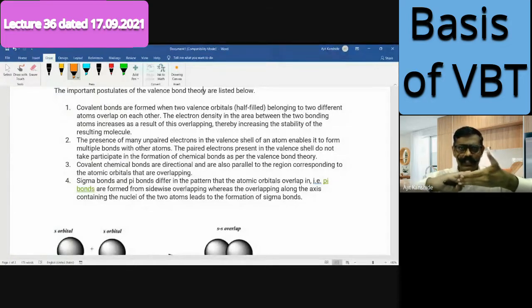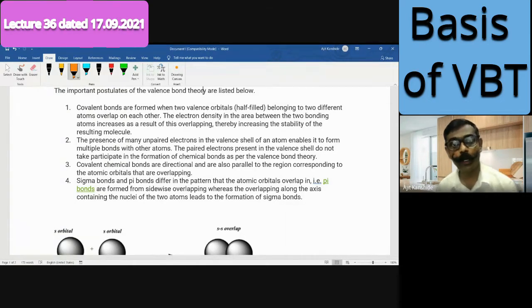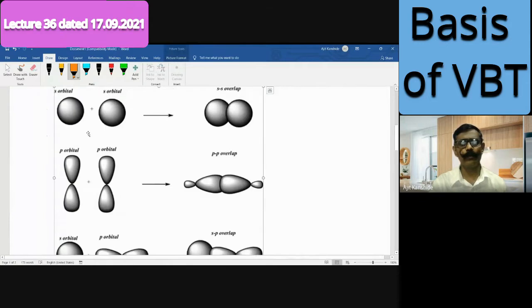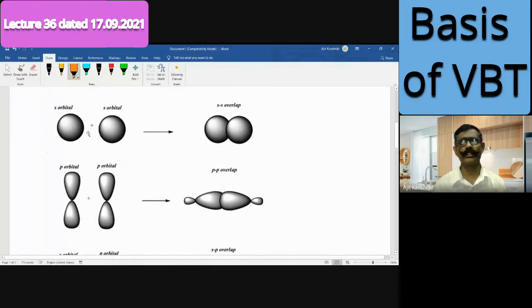If there is an axial, strong overlap, then a sigma bond will form. If there is a lateral overlap, then a pi bond will form. So sigma and pi bonds are both covalent bonds only; just the extent of overlap, the amount of interaction, differs. Therefore these two different names are there. Let us understand this by means of a few overlaps. I hope you are paying attention to these diagrams.